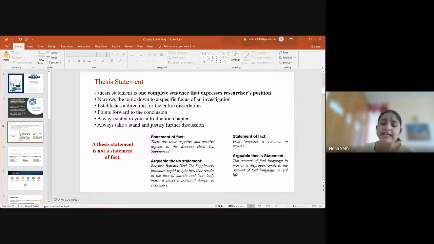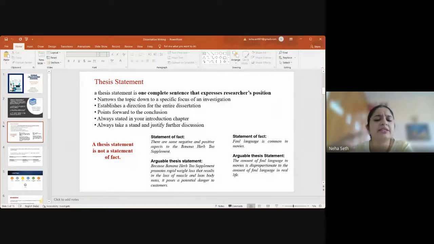Okay, so basically a thesis statement is one complete sentence that expresses the researcher's position. This is one sentence that defines where the researcher is and where he or she wants to reach, what kind of conclusion we are looking for from the research work we are doing. It narrows the topic down to the specific focus of investigation, the type of investigation we are doing. Our focus will remain on that particular topic.